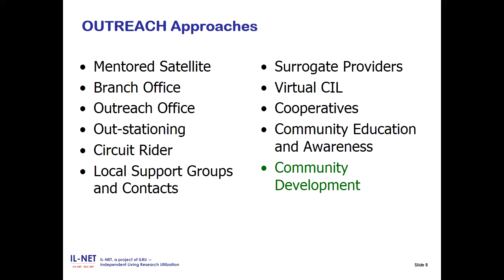I've listed several of them here. They include mentored satellites, branch offices, outreach offices, outstationing, circuit riders, local support groups and contacts, surrogate providers, virtual CILs, cooperatives, community education and awareness programs, and community development strategies. If you're interested in any of those in particular, don't hesitate. I can get you more detail on those, but I just want to touch on by saying that there are many options. Next slide, please.